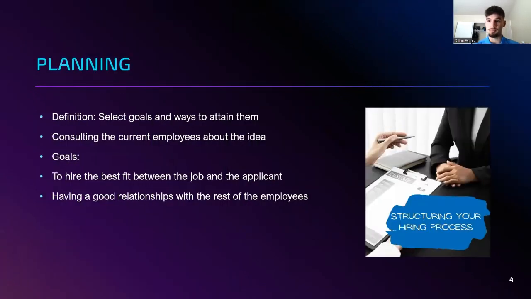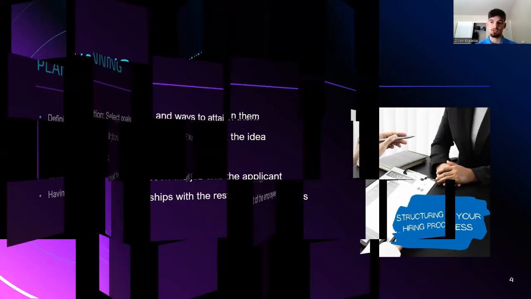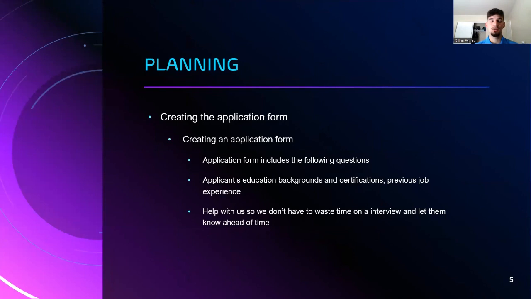Okay, planning. So these are the four functions of management. Planning is defined as selecting goals and ways to attain them. So our goal is to hire the best fit between the job and the applicant and have a good relationship with the rest of the employees. So we want to match personalities and other things like that, and I'll get into that later.